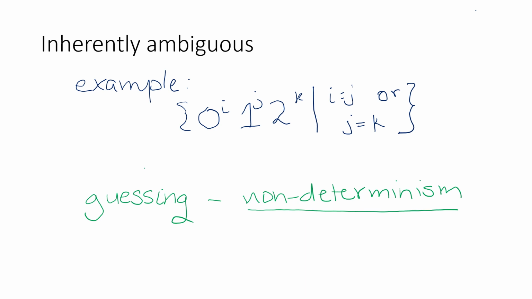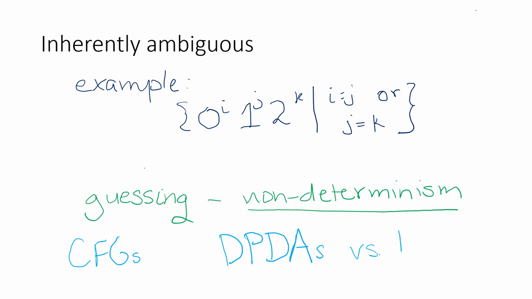So far this video has been about context-free grammars, but of course we can also talk about pushdown automata. There are such things as deterministic pushdown automata, but later on we can talk about what the difference is between deterministic pushdown automata versus pushdown automata, which may have some non-deterministic guessing as part of it.